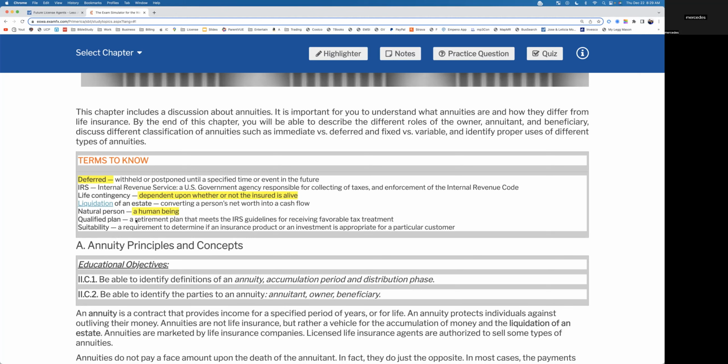Qualified plan. Qualified plan means that the IRS gives it favorable tax treatment. For example, a 401k is qualified. An IRA is qualified. That means that you get tax treatment like tax deferrals, tax deductions, tax free, stuff like that. That's what qualified means.